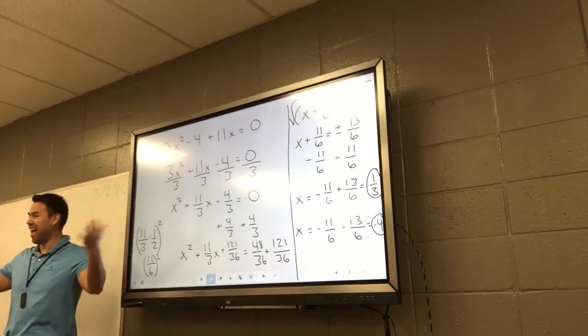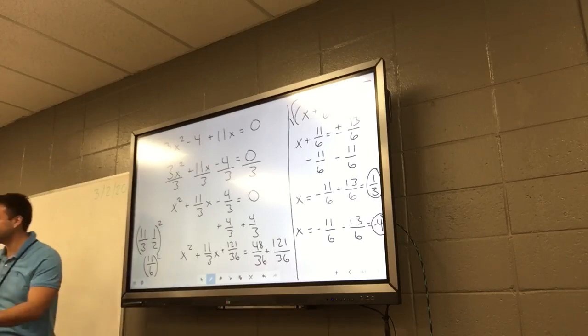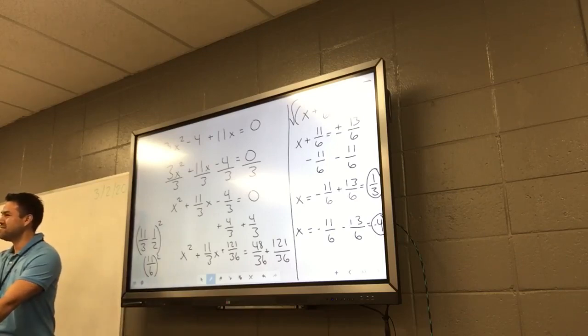Do you ever have to check it, like put the numbers exactly in the top one? Do you ever have to check it, or are they always just going to be right? They're going to work if you did it right.